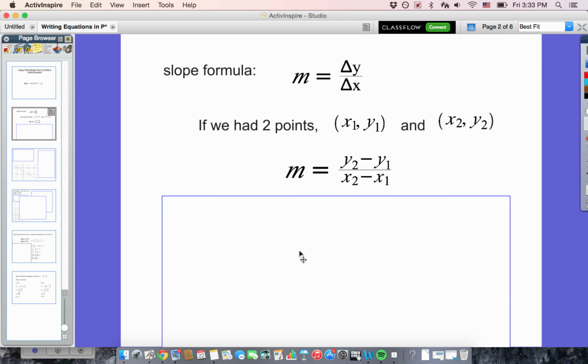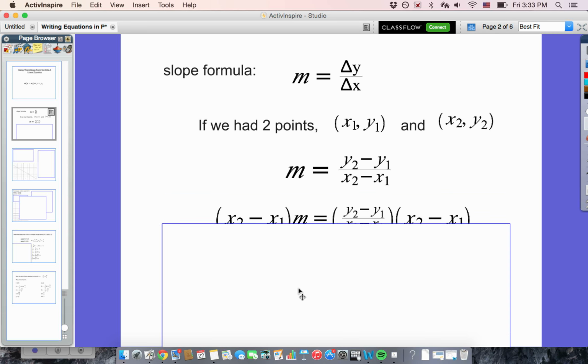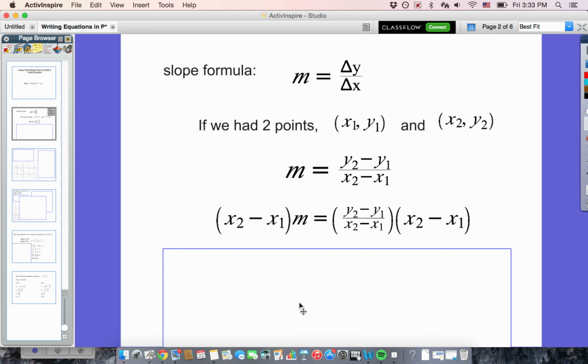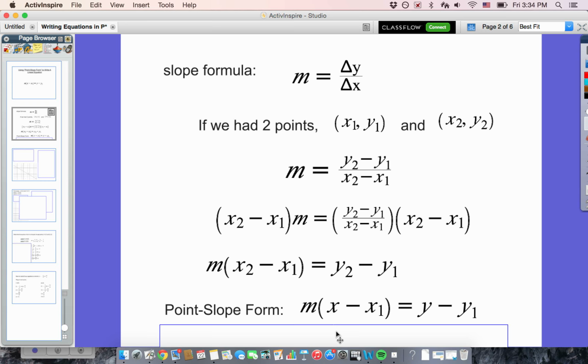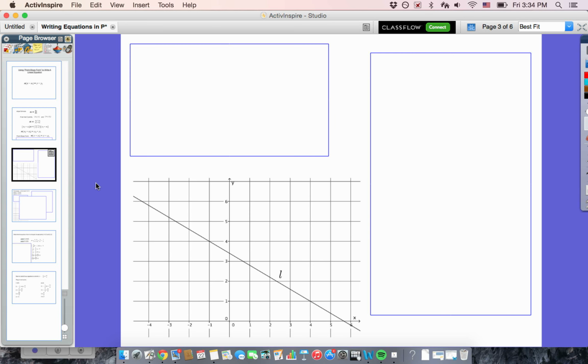If we want to get rid of the fraction, we would multiply both sides by the denominator, and then when we simplify our equation, we get this. And this is where our point slope form comes from.